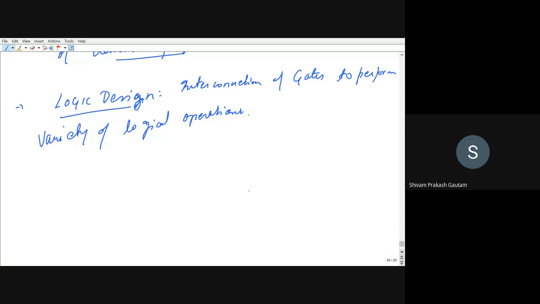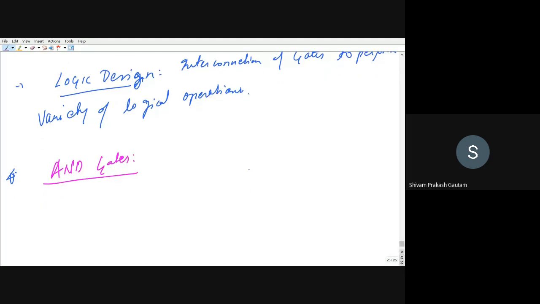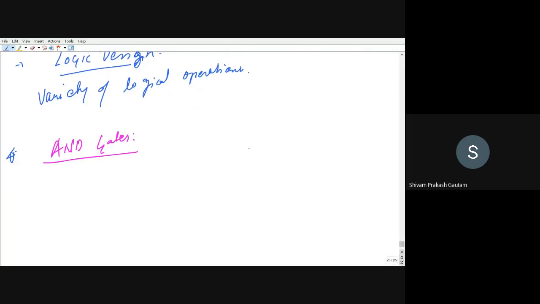The first one is the AND gate. Some of you might know these gates, you might have studied them in your first year or maybe in 10th and 12th. Anyhow, these are very simple gates, and we will see their operation.